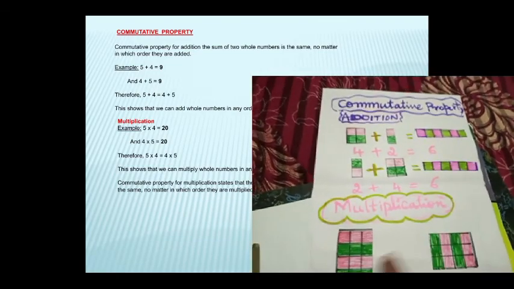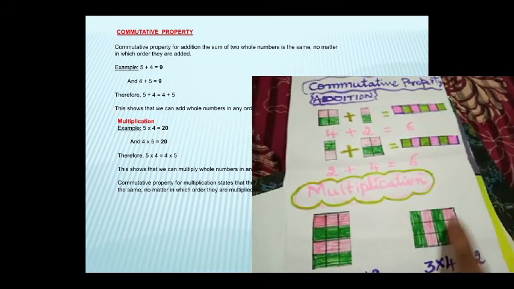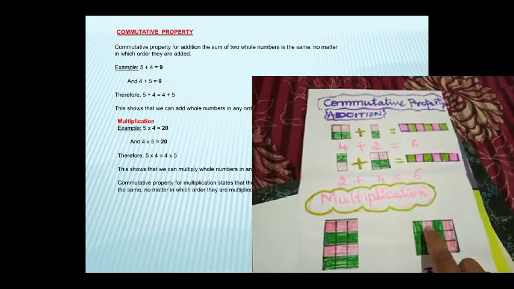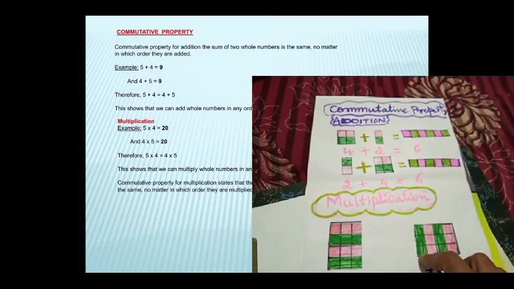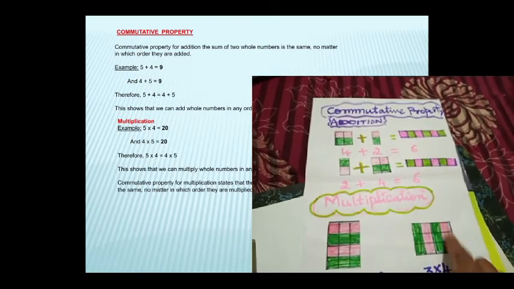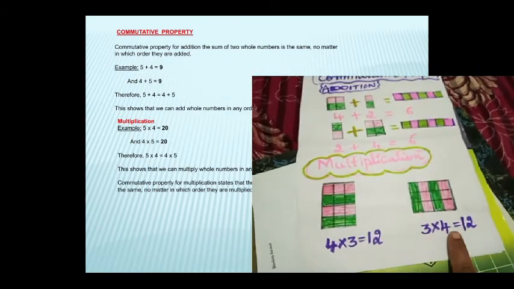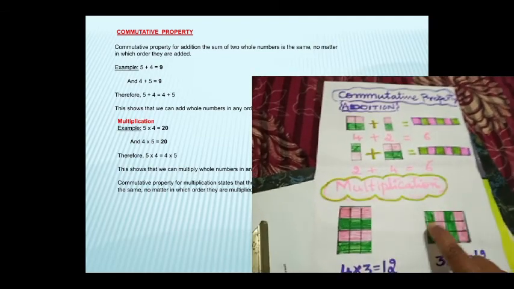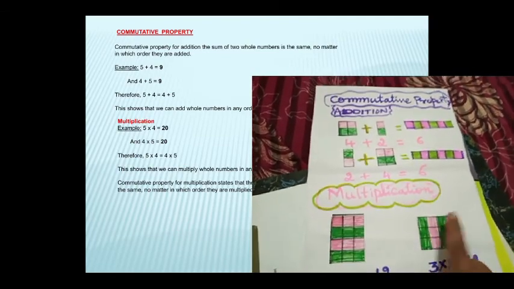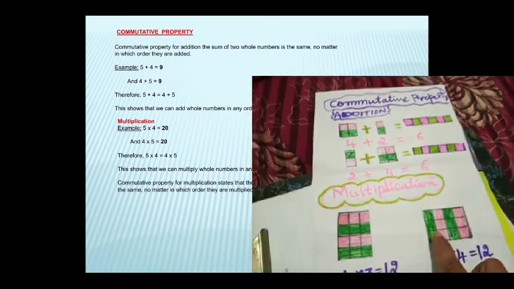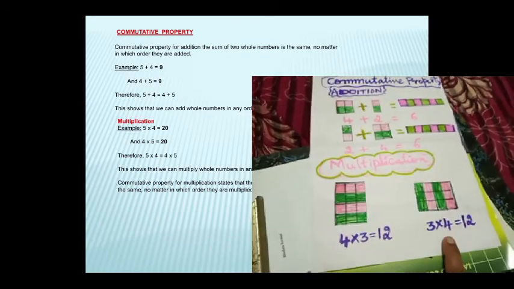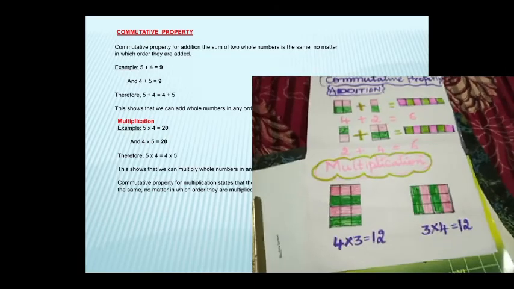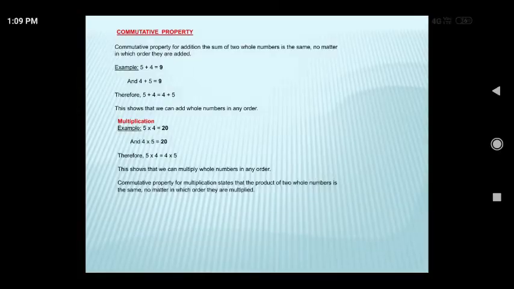So, if you change the order, I pasted it like this. See, how many rows are there? 1, 2, 3. 3 rows. How many columns? 1, 2, 3, 4. 4 columns. So 3 multiplied by 4 equals 12. If you count here, 1, 2, 3, 4, 5, 6, 7, 8, 9, 10, 11, 12. So 4 threes are also 12, and 3 fours are also 12. So in multiplication, if you change the order, the product remains the same.